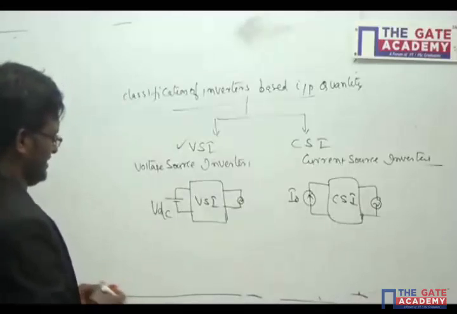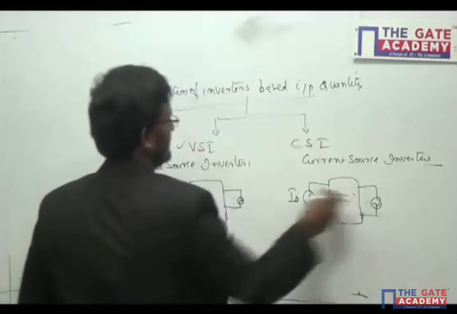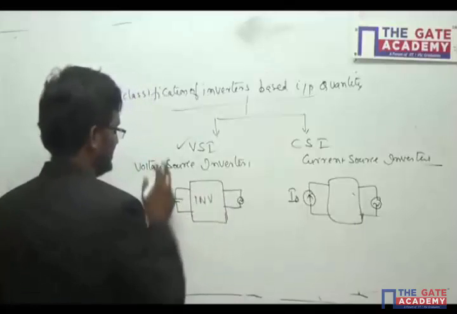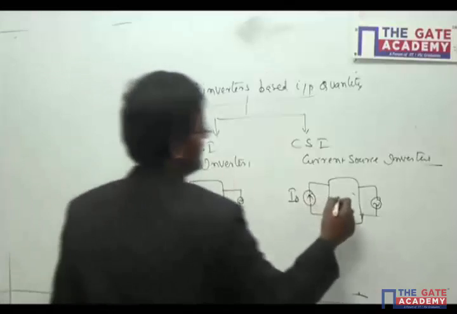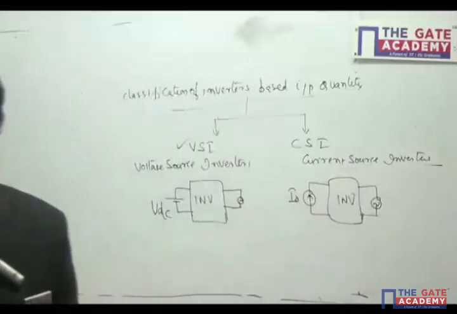No, I think this is wrong. This is inverter, that's all. This is an inverter. The inverter which has a DC voltage input, this whole setup is VSI. This is also an inverter which has input as current, it is a current source inverter. Okay.